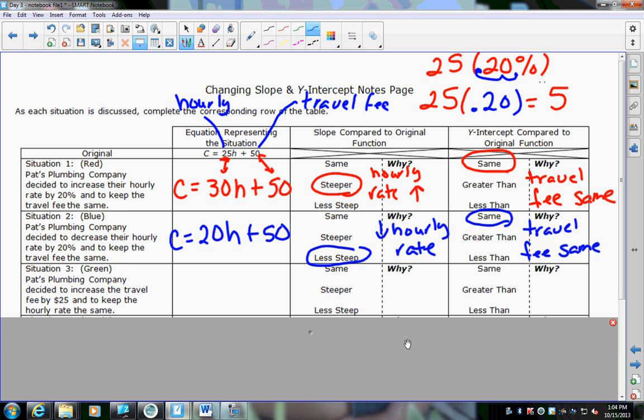The next one we have, we're doing in green. And this time it says Pat's Plumbing Company decided to increase the travel fees by 25 and to keep the hourly rate the same. Okay, so the hourly rate stays at 25. It says we're going to increase the travel fee. So I'm going to increase this 50 by 25. So I'm going to increase it to 75.